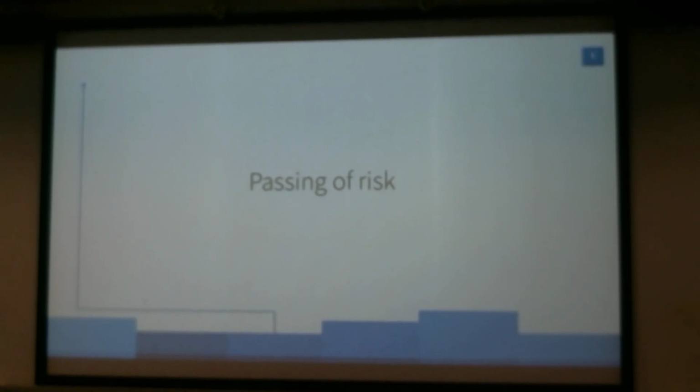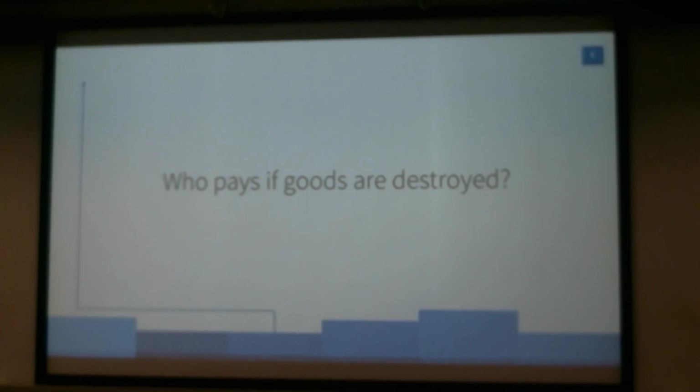So the question sounds simple, right? Let's say that you have sent me apples today. I've purchased apples from you. You have asked somebody to carry them over to me. If they get destroyed at your factory, if they get destroyed at my place of business, if they get destroyed in transit, do I still have to pay?